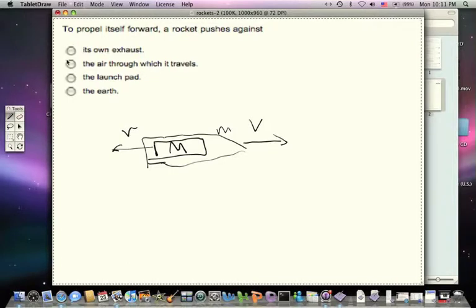So again, the idea is it doesn't push on the air. It doesn't push on the launch pad. It may be out in outer space, and it certainly doesn't push on the Earth. So the only thing it pushes on is the fuel, as it shoves it out the back end.